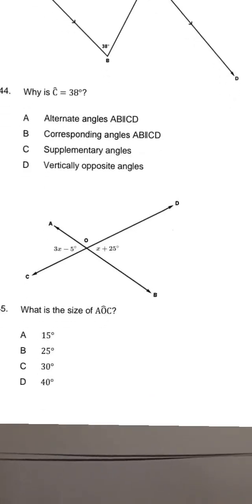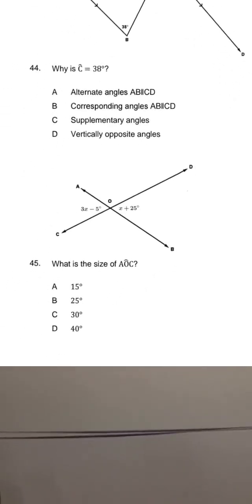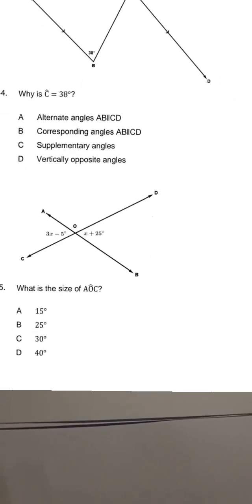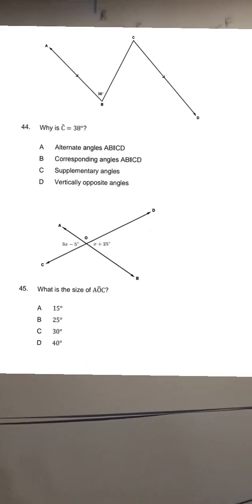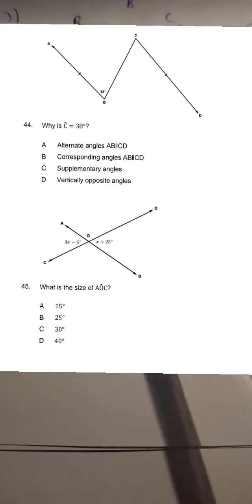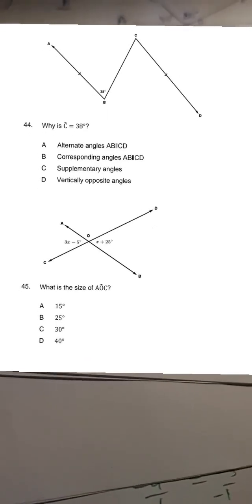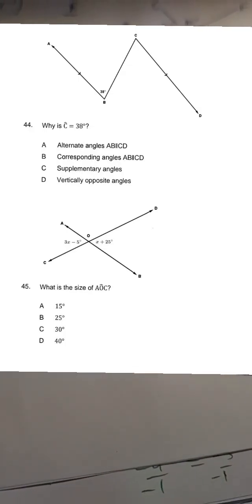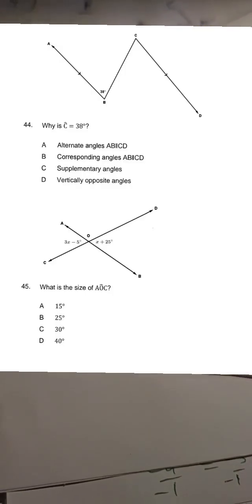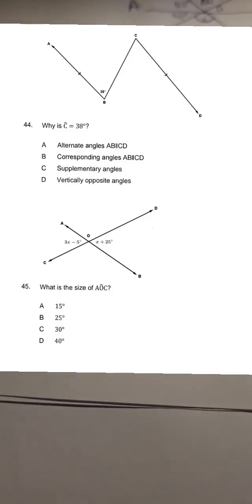Okay. So you see, guys, we just work out, we get the option, we choose, we put it aside. Number 45. We have two straight lines, they are intersecting. Okay. We have angle AOC, which is 3x minus 5 degrees. So AOC is written in terms of x.